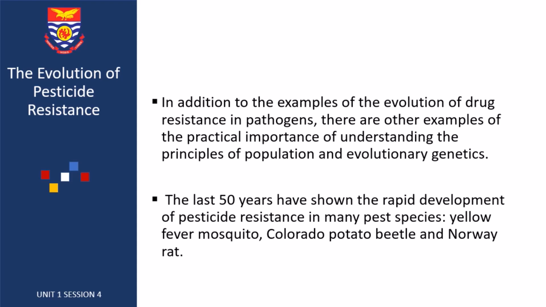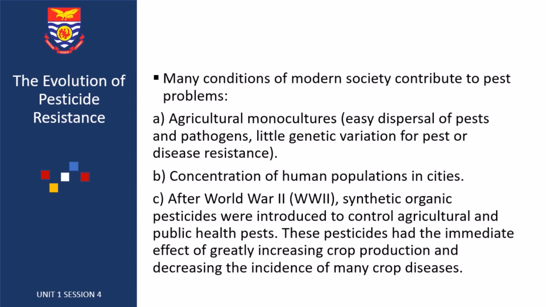Over the last 50 years, studies have shown that rapid development of pesticide resistance has evolved in many pest species. These include the yellow fever mosquito, the Colorado potato beetle, and the Norway rat, among others.